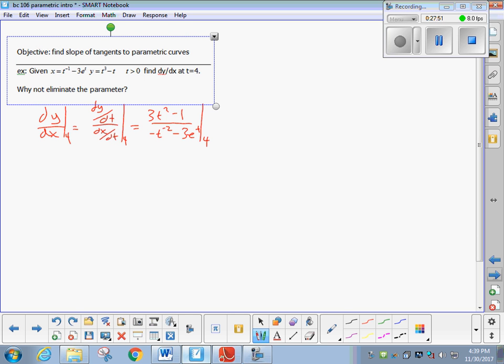That's another reason to keep it in t, because the condition at the point at which they wanted it was a time, not an x or a y. My answer is 17 over, let's see, negative 1 over 16 minus 3e to the 4th. I'll call that good. That's pretty ugly. And that's it. Now, that should get you started.